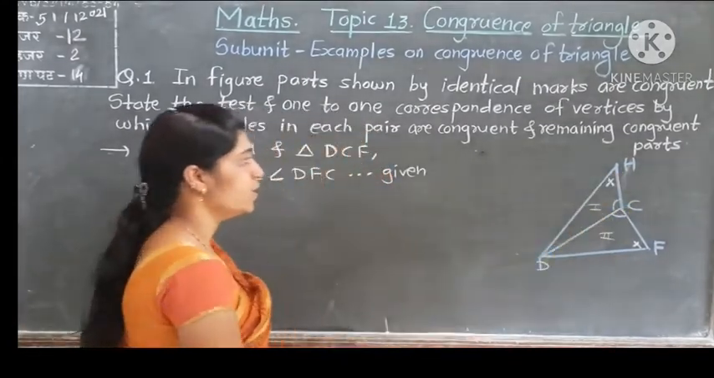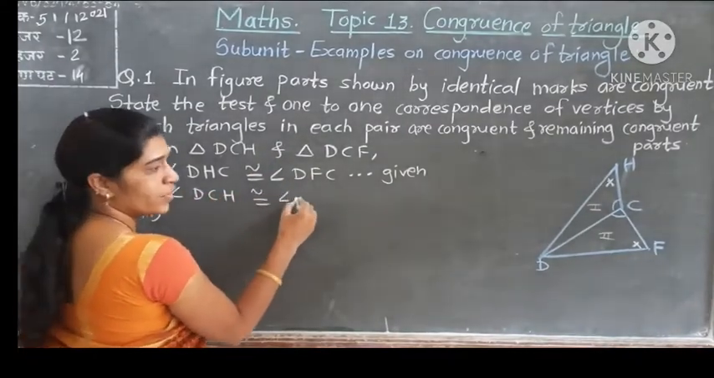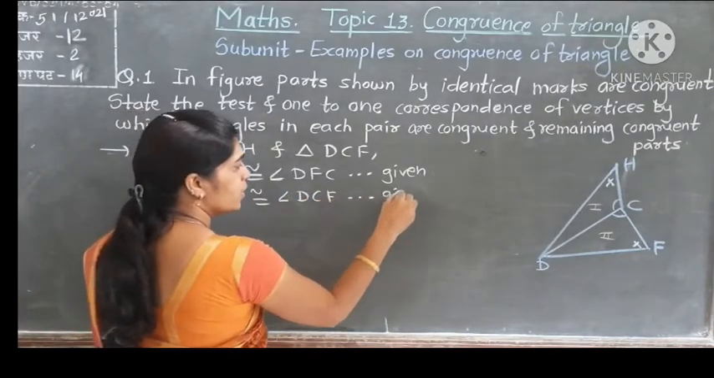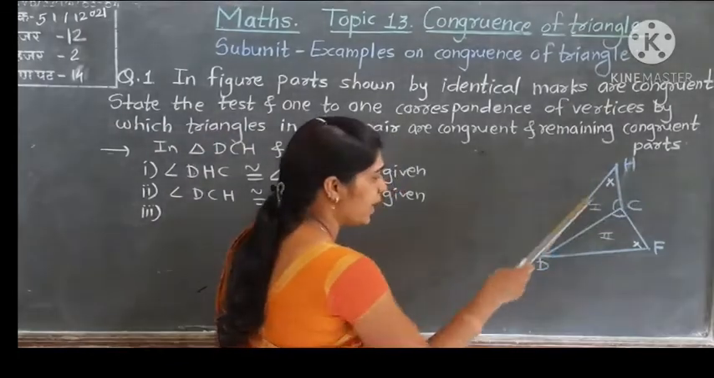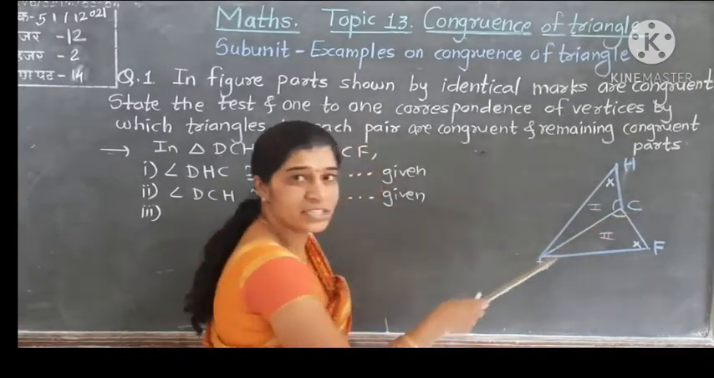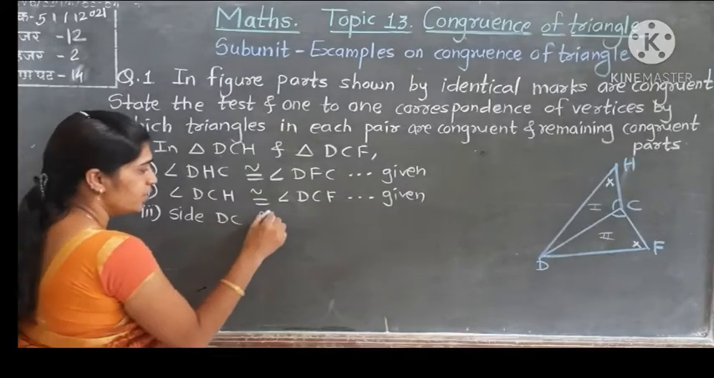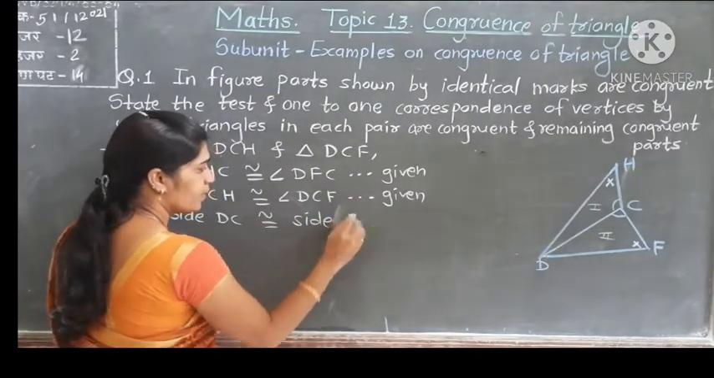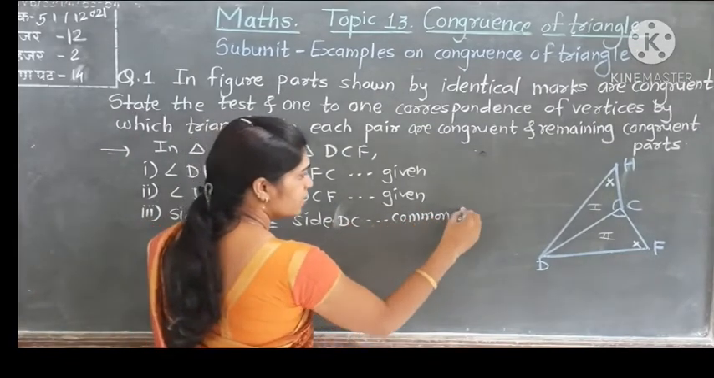Angle C is also given. Angle DCH is congruent with angle DCF. It is also given. And observe these two triangles DCH and DCF. Here DC is the common side, DC is congruent to side DC, because it is a common side.